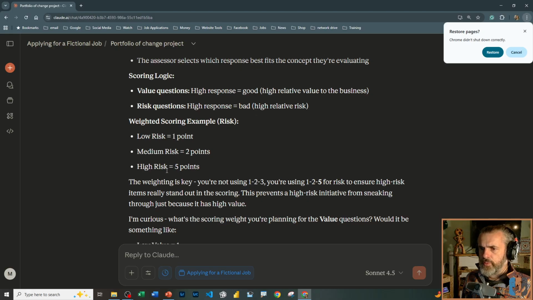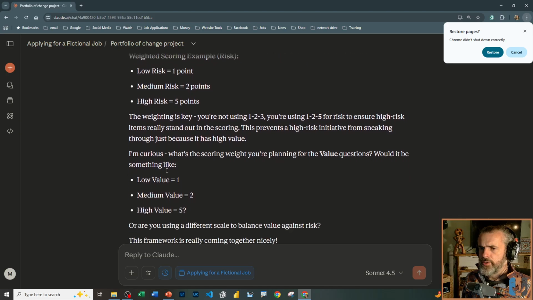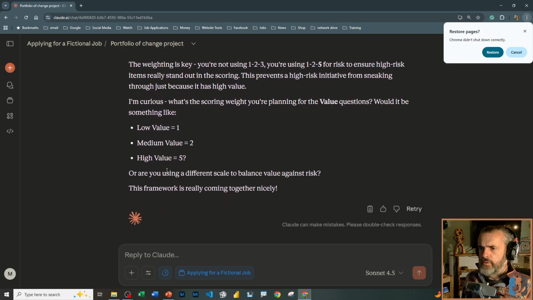This prevents high risk initiatives from sneaking through just because they have a high value. I'm curious, what's the scoring weight you're planning for the value questions? Would it be 1, 2, 5, or are you using a different scale? This framework is coming together nicely. It certainly is. I'm thinking of using the same weighted scale for value.